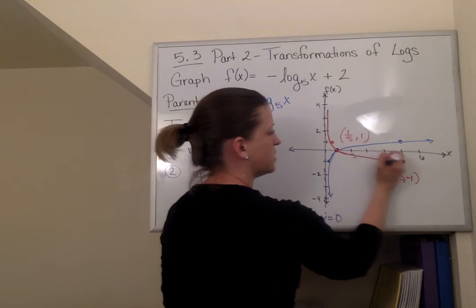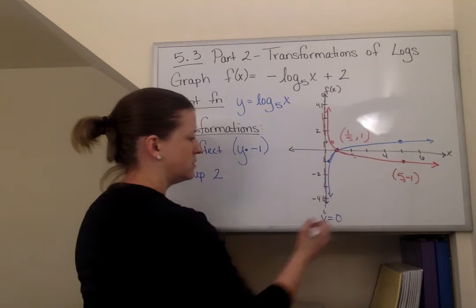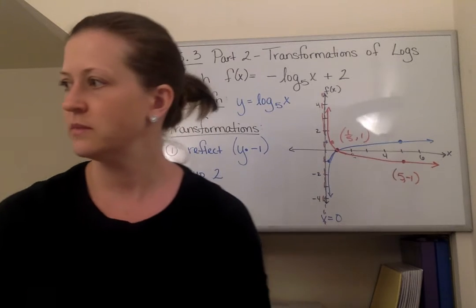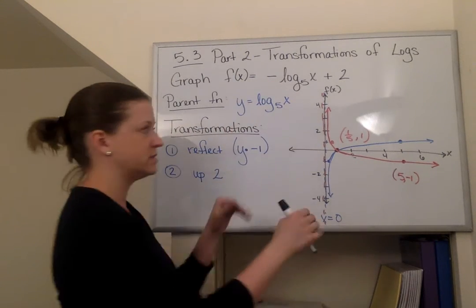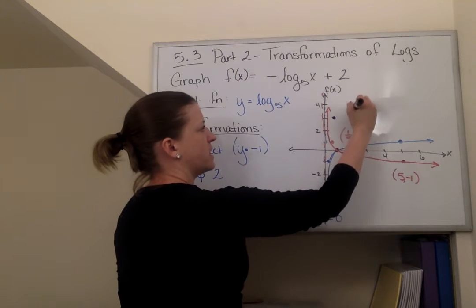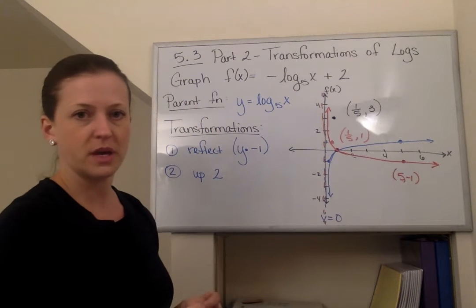Notice that my asymptote has not changed. My asymptote didn't move. Then lastly, I just need to move everything up 2 units. So 1/5 up 1, 2. This will now be 1/5, 3. Okay.